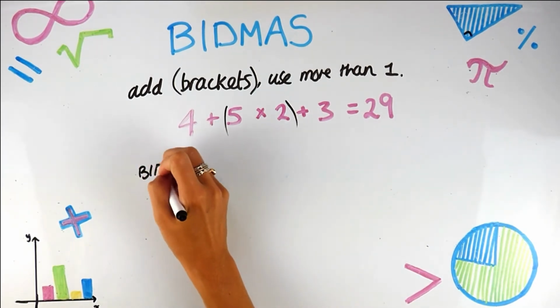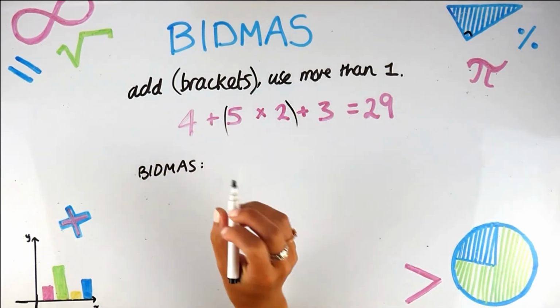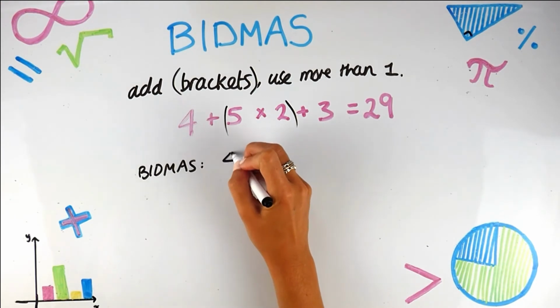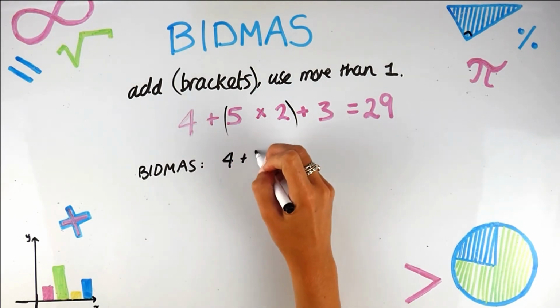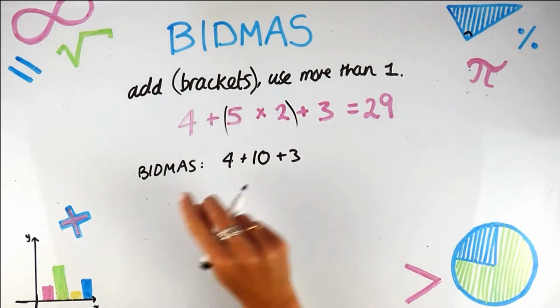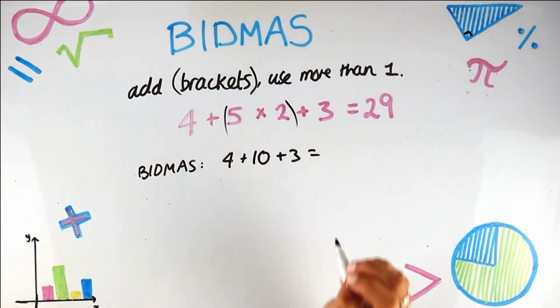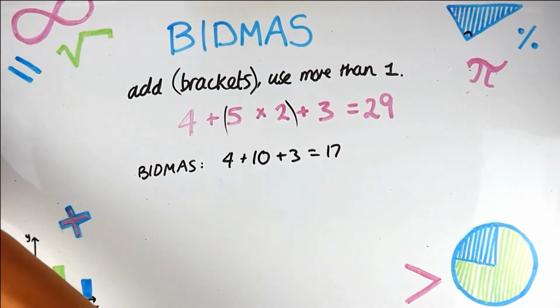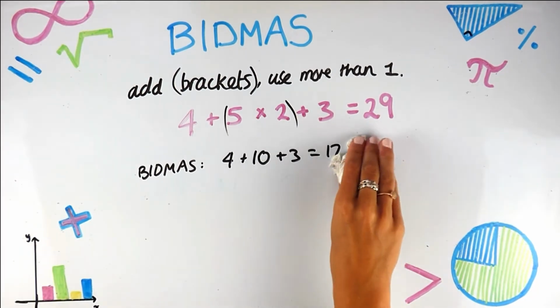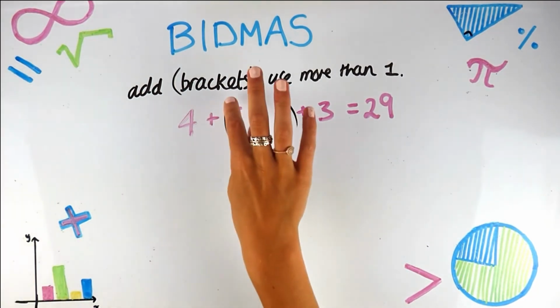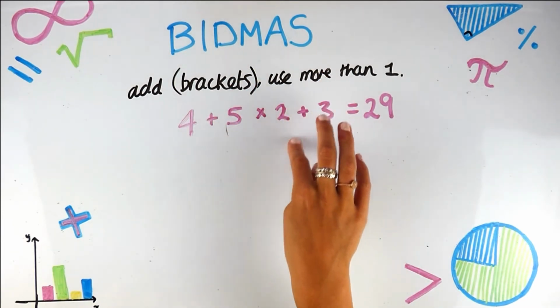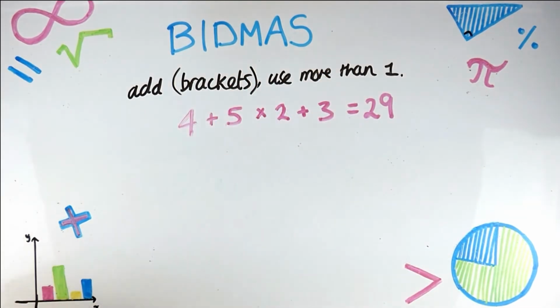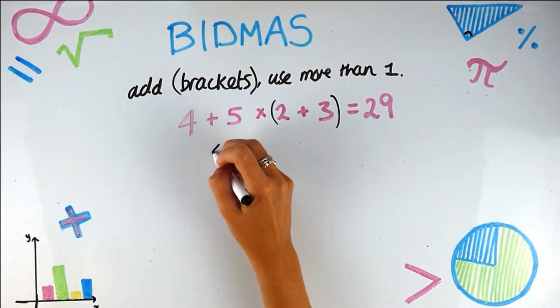So using BIDMAS again, we do the brackets first. We've got 4 plus 5 multiplied by 2 is 10 plus 3. Addition, so we can do it all at the same time. 4 plus 10 plus 3 is 17. Is that 29? No. I'm going to try putting the brackets somewhere else. Can't do more than one, but we're just going to pretend it's one for the moment and see what happens.